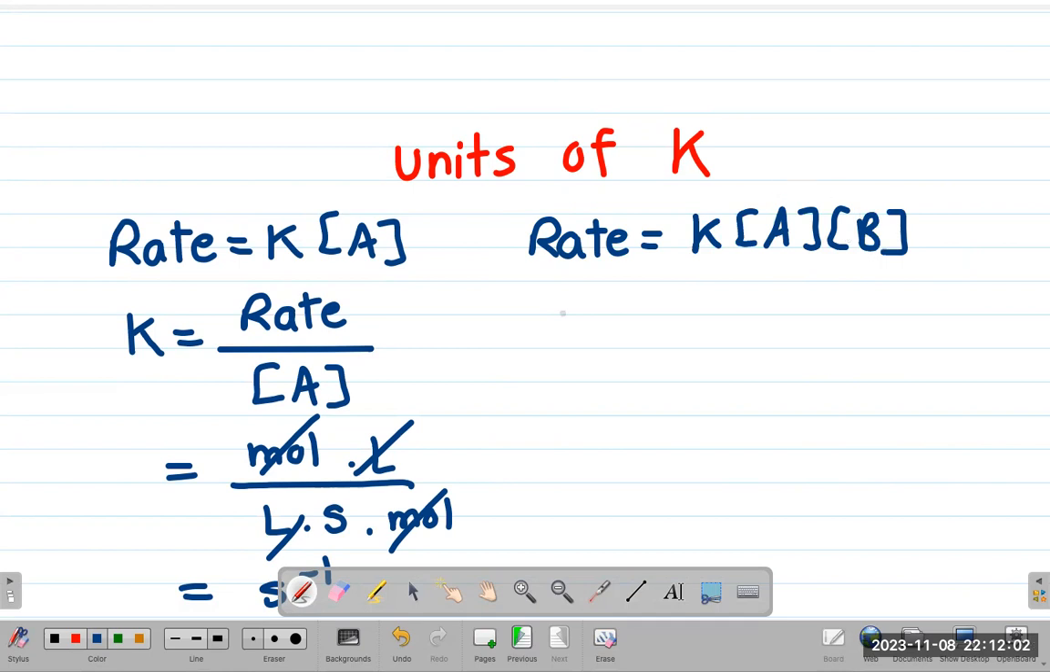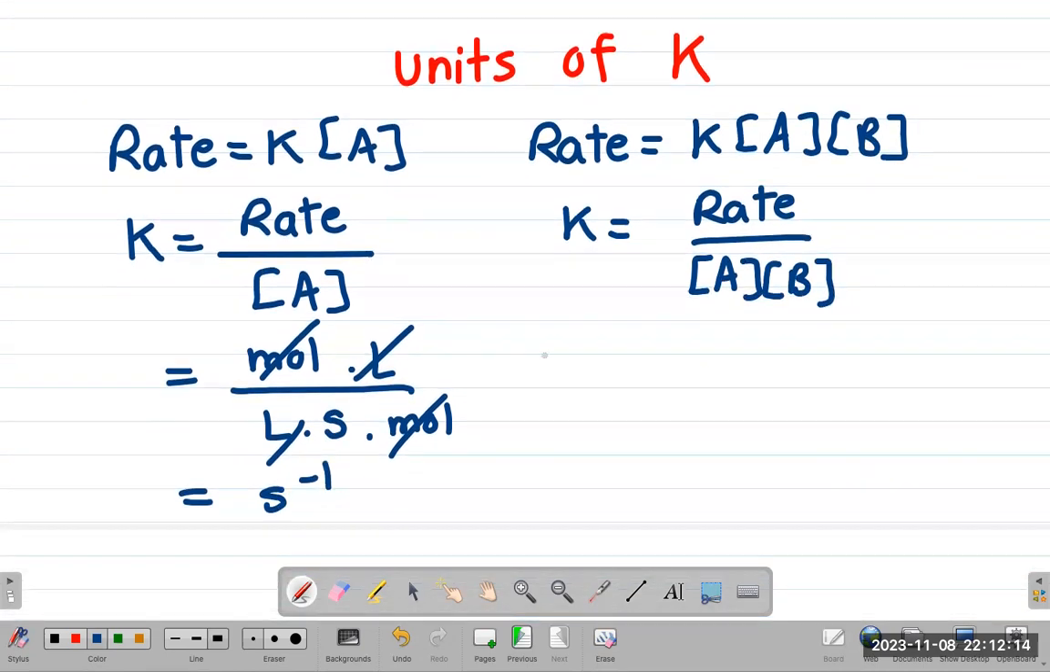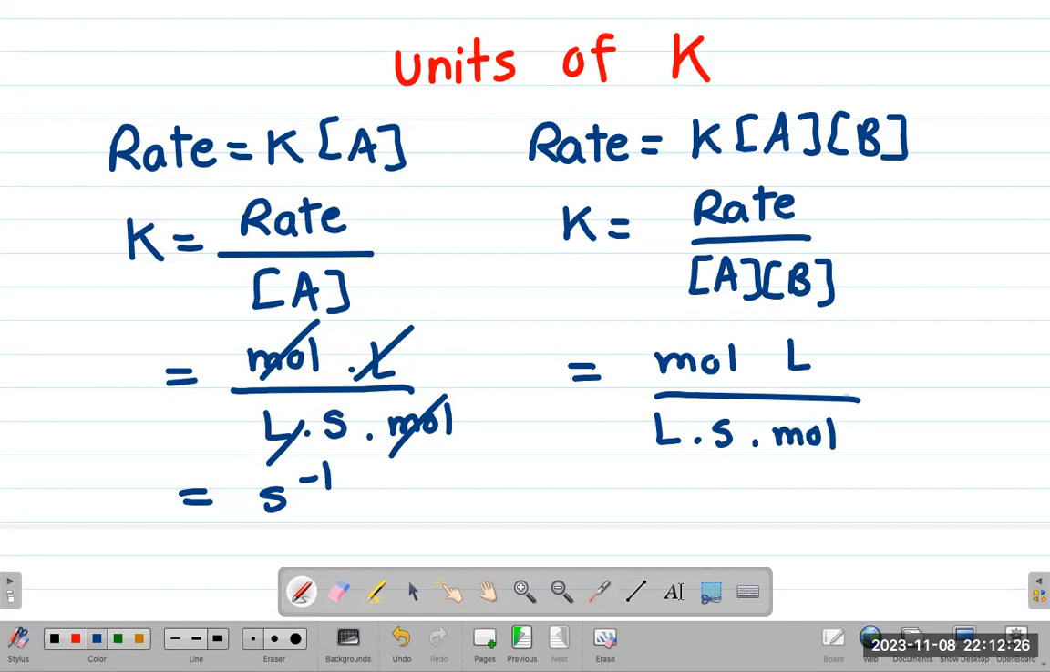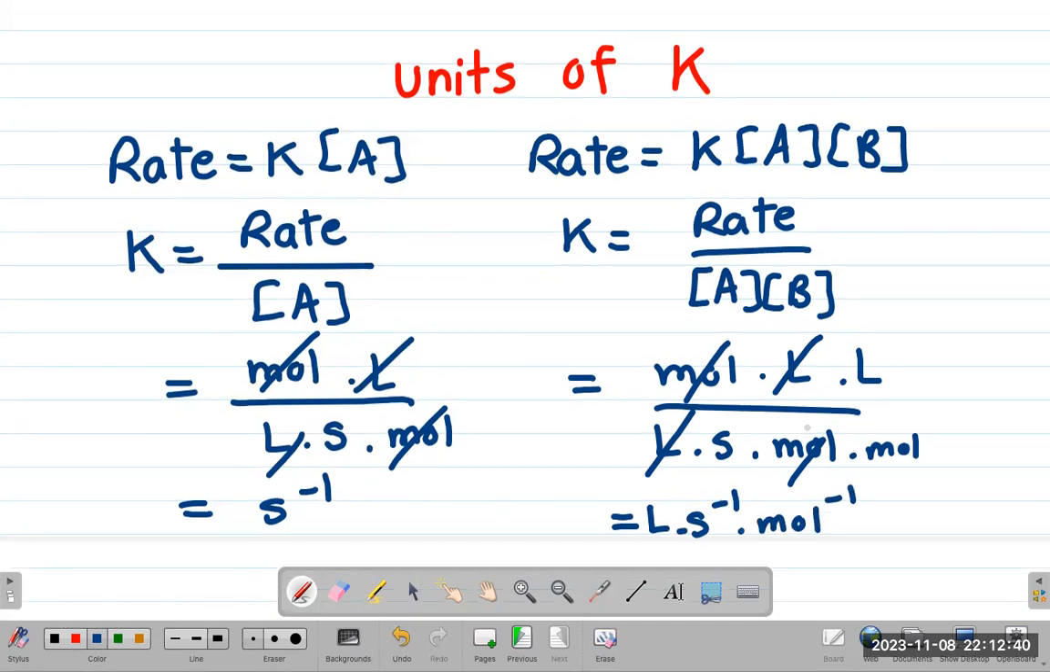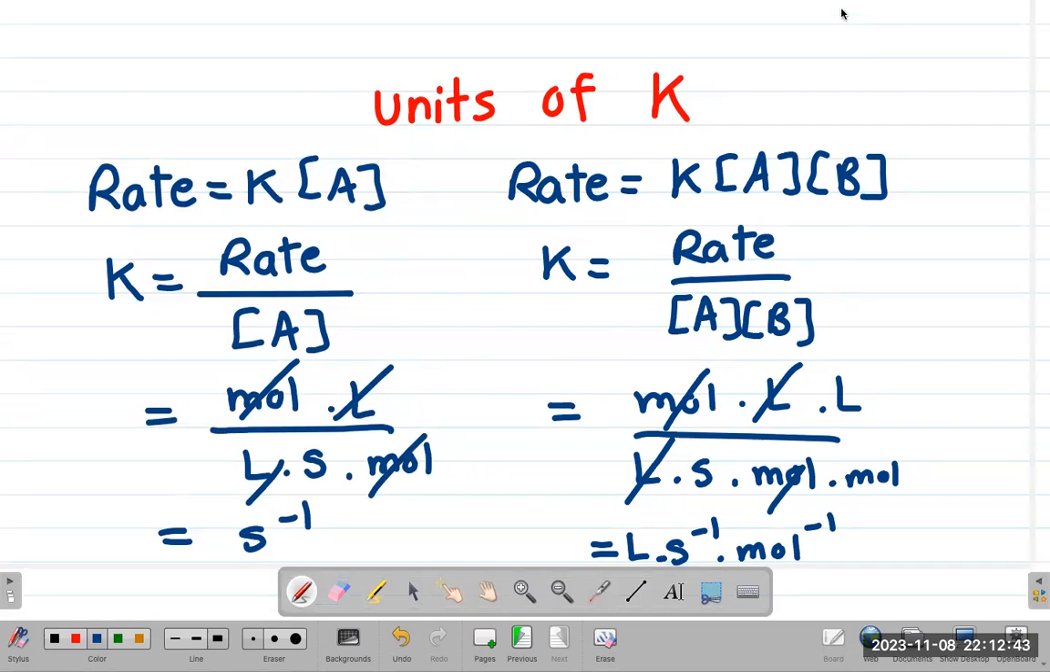While if it is a reaction that depends on two reactants, like A and B, or A squared or B squared, every time you are going to get different units. So you have to find the rate law, and then accordingly you can find your unit. Let's try to find the unit here. k will be equivalent to rate divided by the concentrations. The unit of rate is mole divided by liters and seconds, and the concentration unit is repeated twice because it is mole per liter for A and mole per liter for B. So when you cancel liter with liter and mole with mole, your unit will be s^-1 L mol^-1. So every time you have to find your rate law so you can find the units of your k.